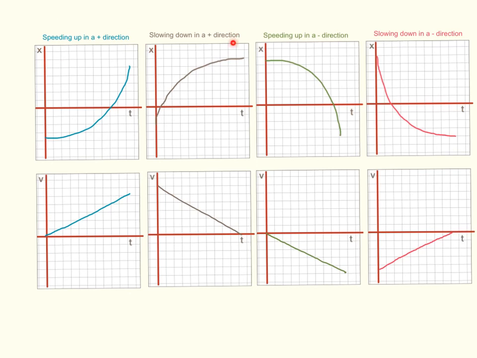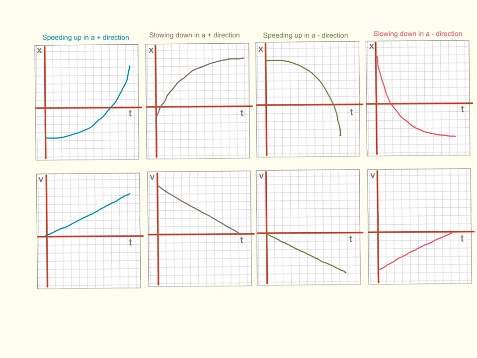The next one is slowing down in a positive, so we still want to be up here because we're going in a positive direction. We should be approaching 0 meters per second, which is here. So if we're approaching 0, that means we're getting slower, but we're in a positive direction, meaning we're above the x-axis. Speeding up in a negative. So we should be going away from 0 meters per second, and we should be in the negative velocity zone, which is below the x-axis. So all of these we're getting actually faster, but in a negative direction. Here we should be slowing down in a negative direction, so we should be going toward our origin, or 0 meters per second. So we're going from fast to slow, and we're in a negative direction because we're in the negative zone, or below the x-axis.